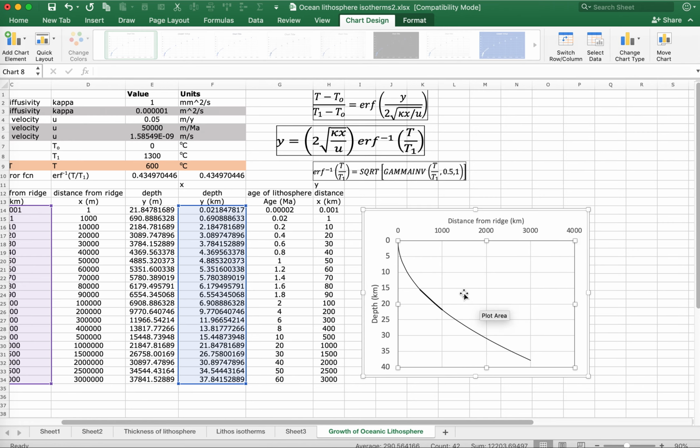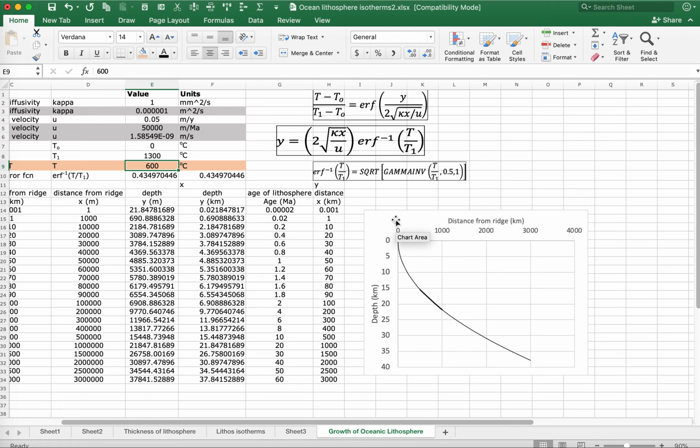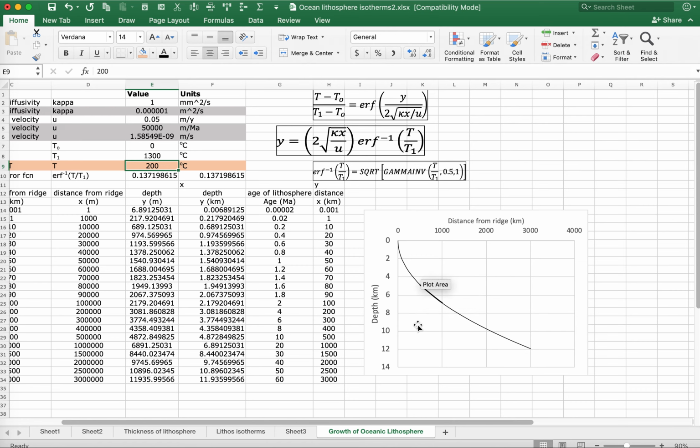So what is this? Ignoring the sloppiness in the graph, this is the depth of the 600-degree isotherm for the case that at the ridge over here at 0, so that's the mid-ocean ridge, that temperature is 0 degrees at the surface, and then that the mantle down at some great depth down here is at 1,300 degrees. If we wanted to know a 200-degree isotherm, we could just simply substitute in 200 for 600. And so now you can see the axes have shifted. So now we have the depth at 200 degrees.